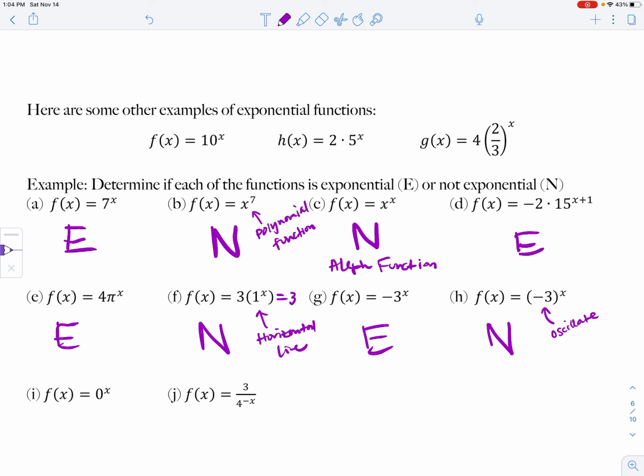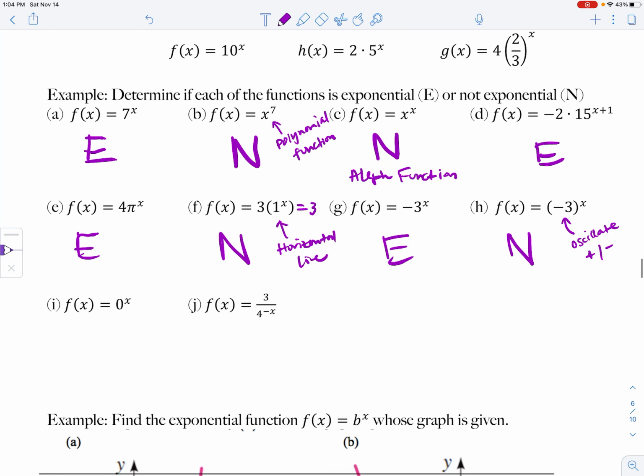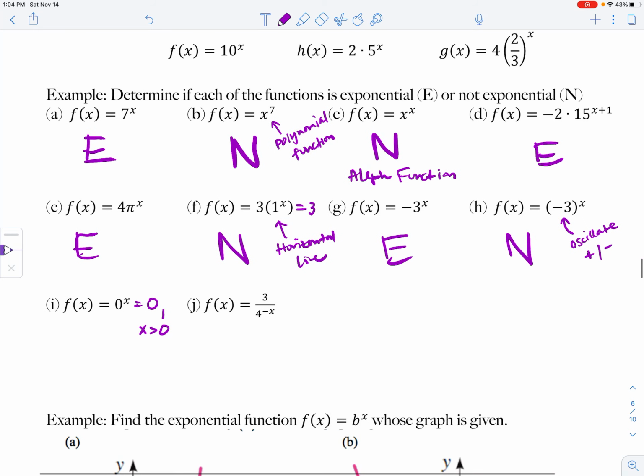F is not exponential. Remember, the base cannot be negative. This graph would actually oscillate between positive and negative values. Base can't be 0, right? This would end up simplifying to be equal to 0, but only for whenever x is strictly greater than 0, right? If x were negative, or even if x were 0, that would be undefined. So not. And then this is a tricky one.